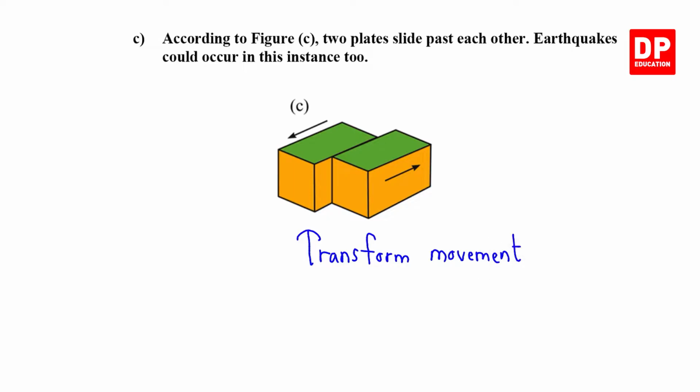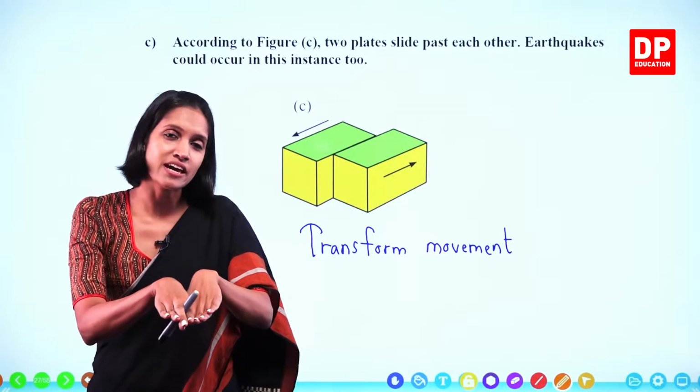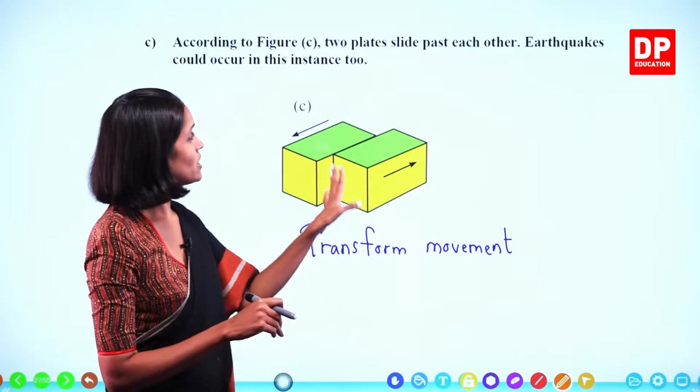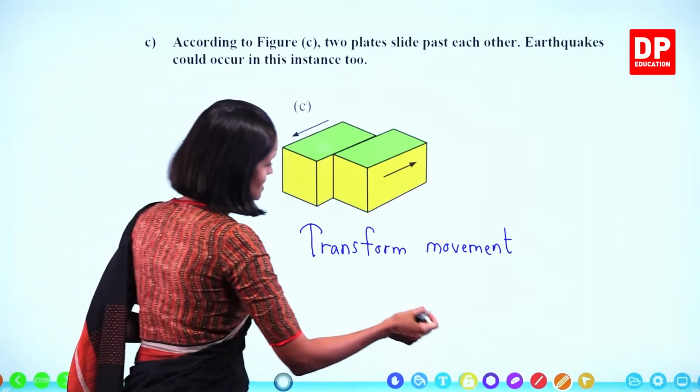So they slide past. Here also they contact with each other. Therefore, an earthquake is possible. Okay? Earthquakes could occur in this instance too.